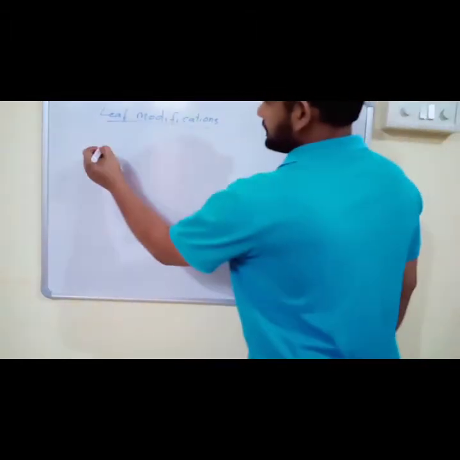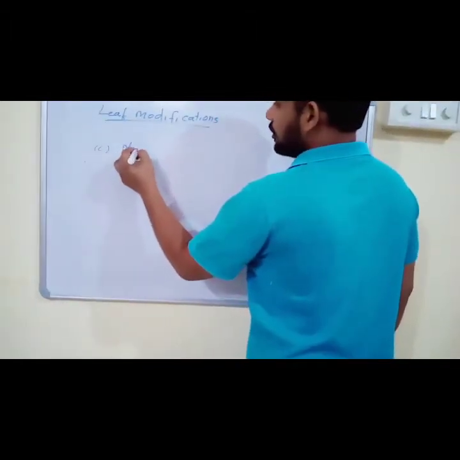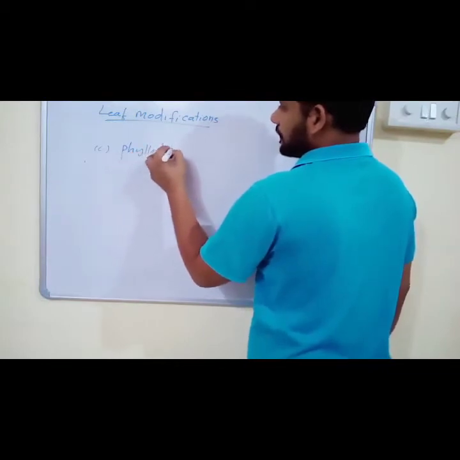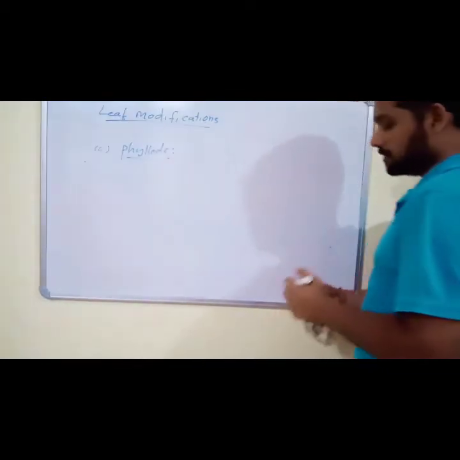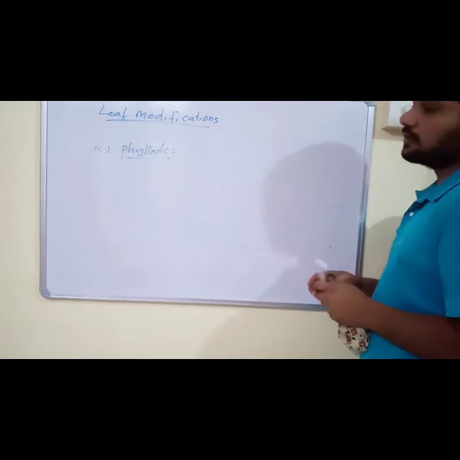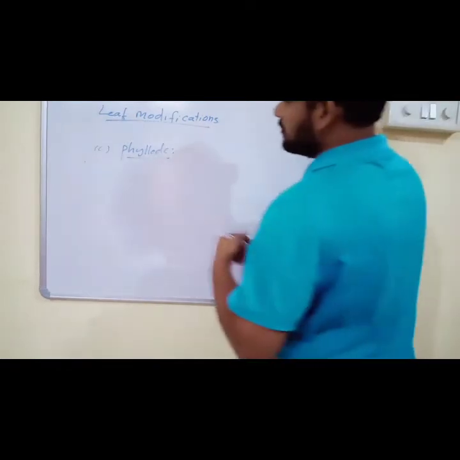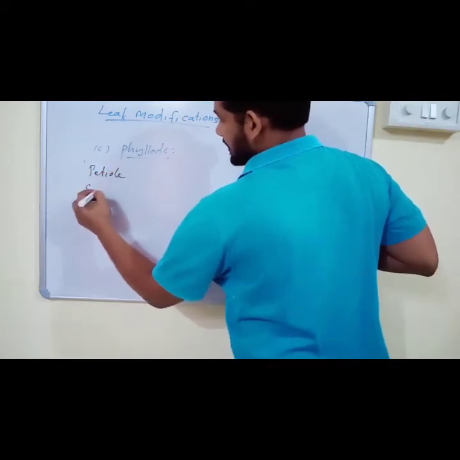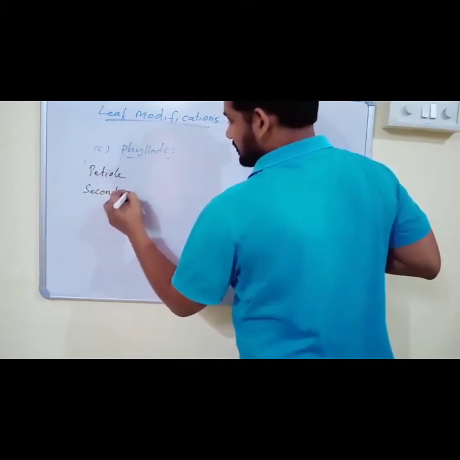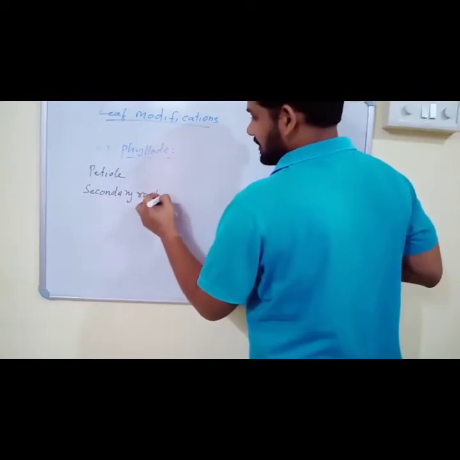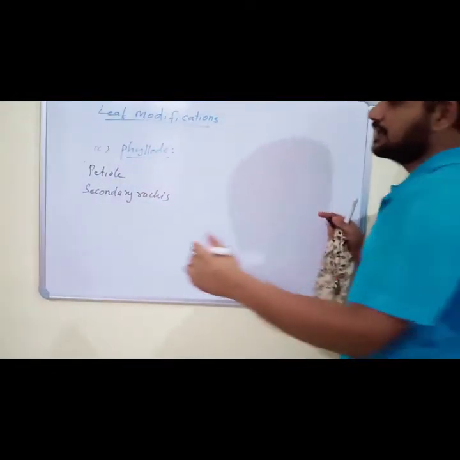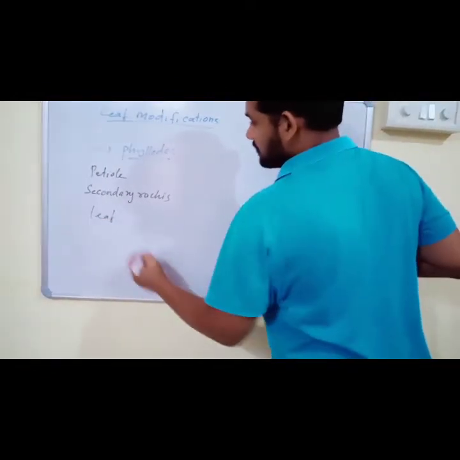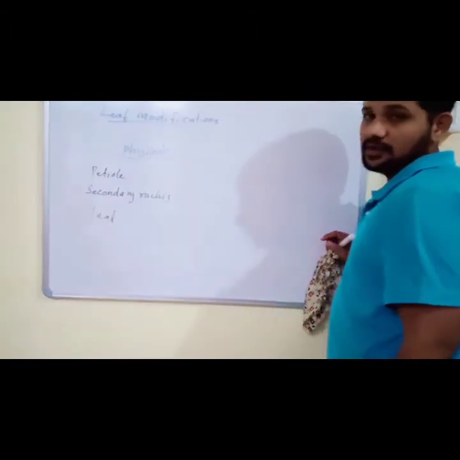The next one is phyllode. What is phyllode? Petiole or secondary rachis. In some plants, petiole or secondary rachis modified into green leaf-like structure which performs photosynthesis, is called phyllode.